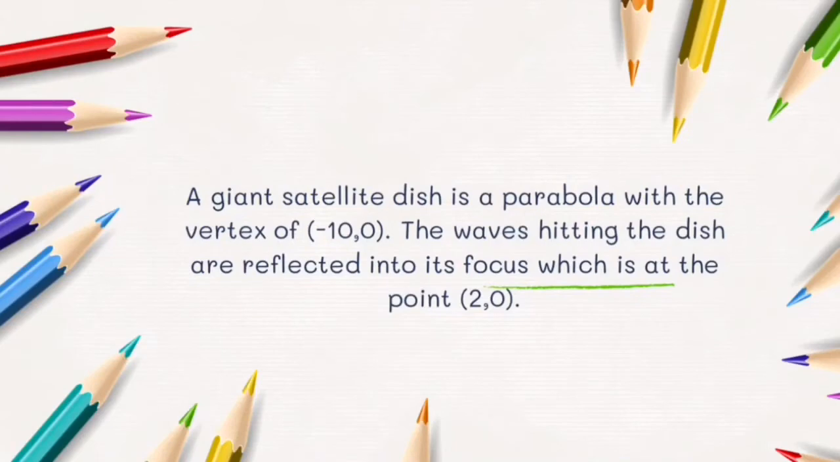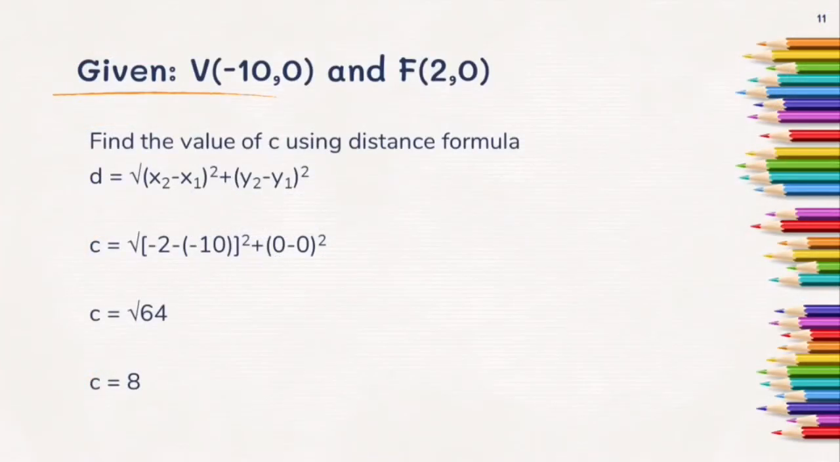A giant satellite dish is a parabola with the vertex at (-10, 0). The waves hitting the dish are reflected into its focus, which is at the point (2, 0). Given V (-10, 0) and F (2, 0), find the value of c using the distance formula.